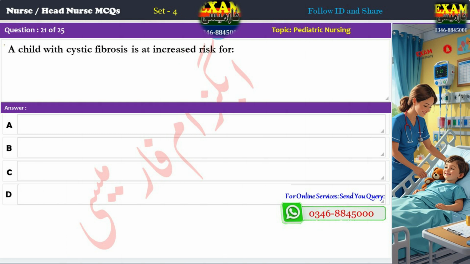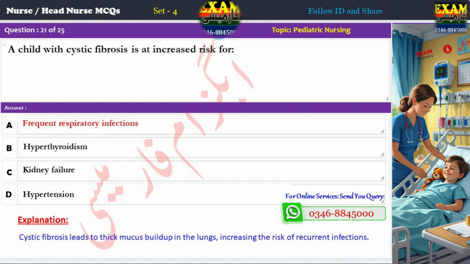Question 21. A child with cystic fibrosis is at increased risk for: A. Frequent respiratory infections, B. Hyperthyroidism, C. Kidney failure, D. Hypertension. Correct answer: A. Frequent respiratory infections. Explanation: Cystic fibrosis leads to thick mucus buildup in the lungs, increasing the risk of recurrent infections.